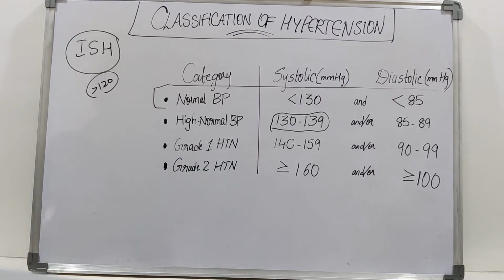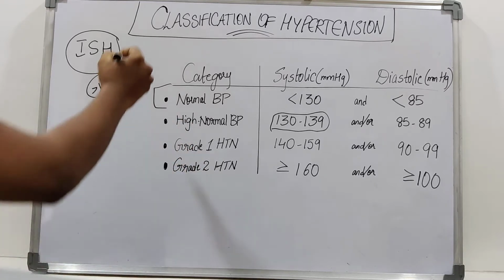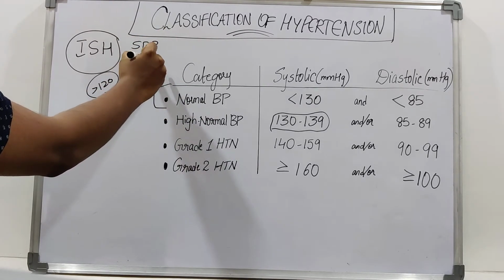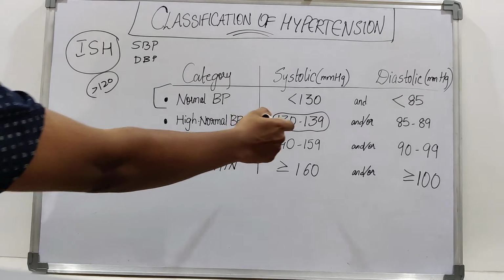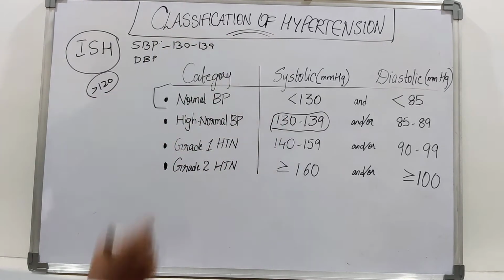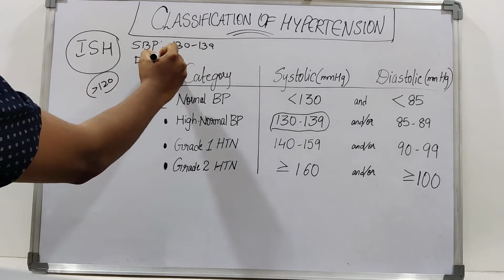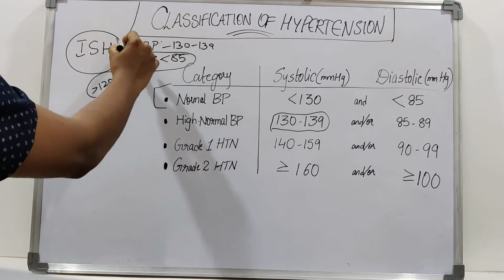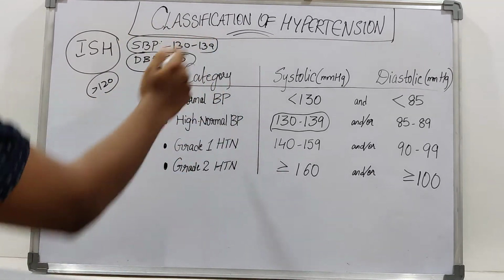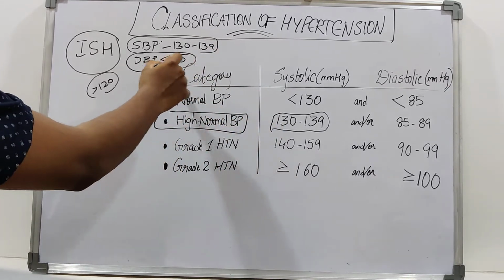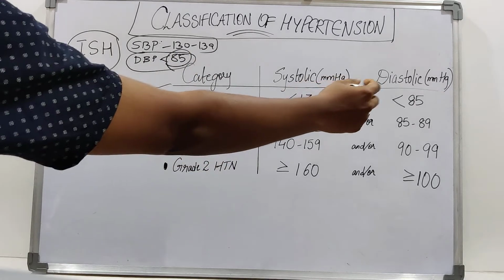One thing that we need to keep in mind is whatever guidelines we are following. For example, let us think a patient has systolic blood pressure of 130 to 139, whereas diastolic blood pressure is less than 85. Now, under which category should we consider this type of patient? If we see 130 to 139, the patient must be considered as high normal BP. But if we see diastolic pressure, it is less than 85, again it comes under normal BP.